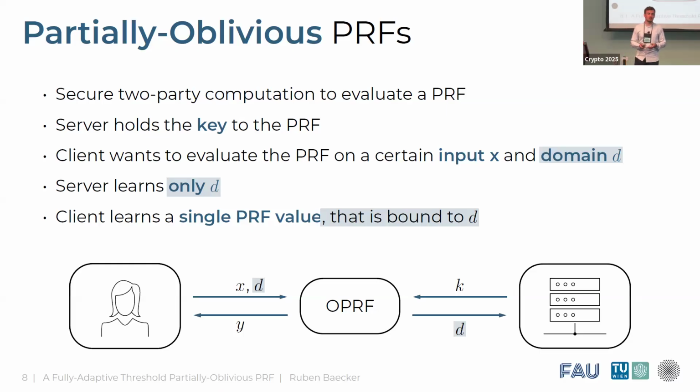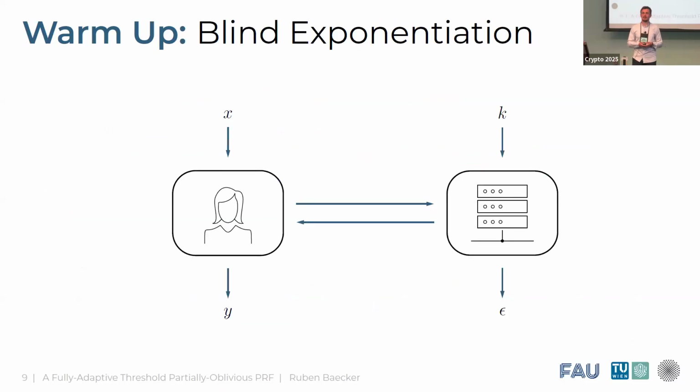Okay, now that we know what a partially oblivious pseudorandom function is, we want to instantiate it. And we're going to go step by step to the 2-hash Diffie-Hellman construction. We're going to start with a warm-up, just blind exponentiation. So the client gets an input and raises it to a secret scalar, so it's blinded, and sends it over to the server, who then raises it to K. Then the server sends it back, and the client can do deblinding by raising it to the multiplicative inverse of the blinding factor. We are just left with the input raised to K.